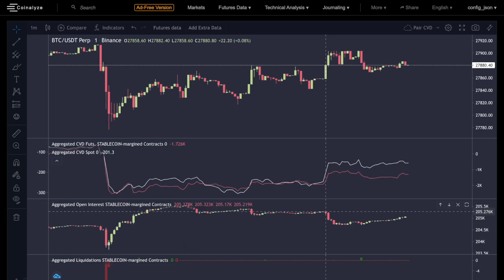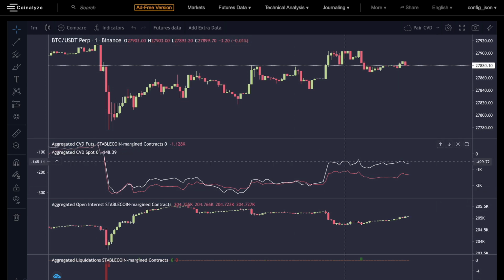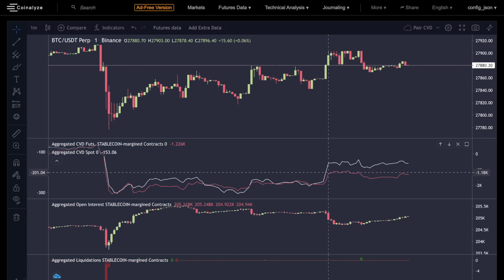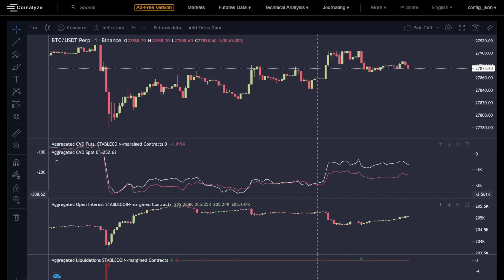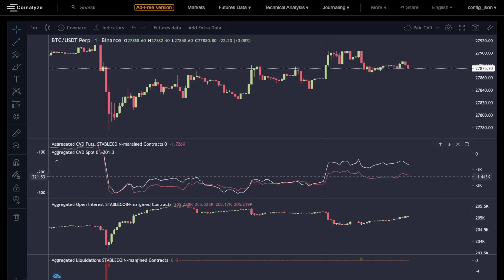CVD now is formed by two parts: cumulative and delta. The delta part is the difference between longs and shorts. So if CVD goes up, you have more net positive value, basically more buyers. And those buyers can be either shorts closing or longs opening, which will be defined by OI. So yeah, if CVD goes up, we'll have net positive value. If CVD goes down, we'll have net negative value.